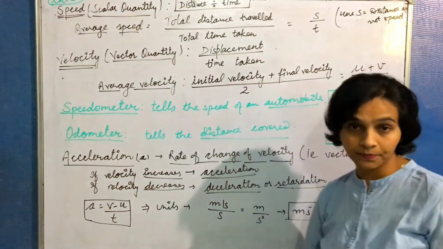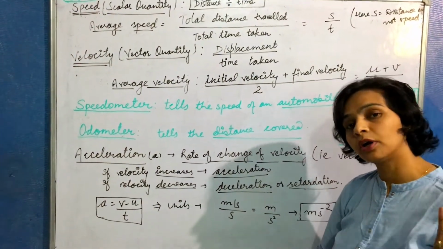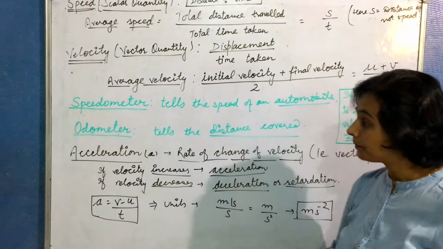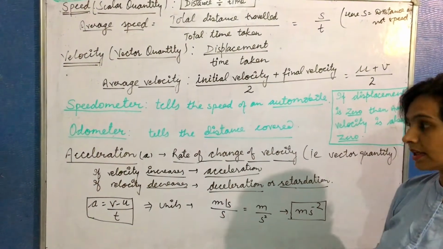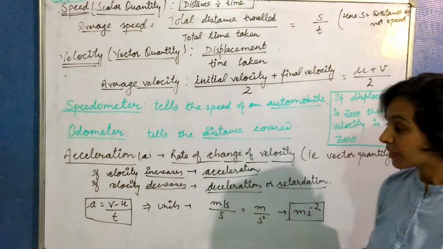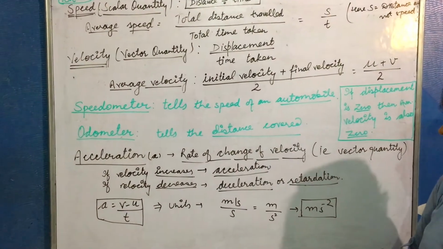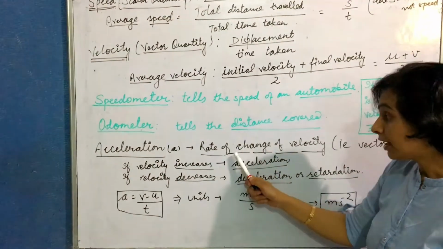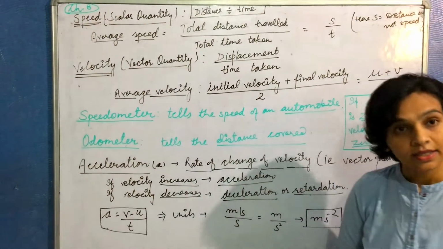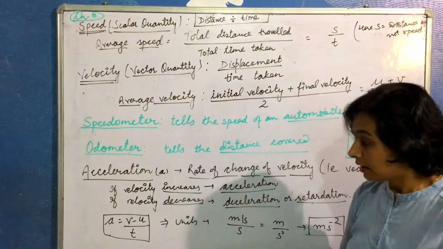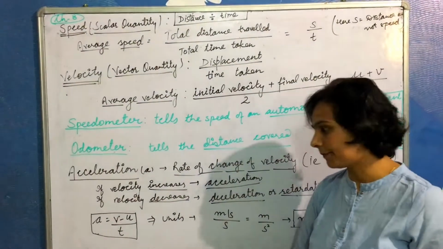Now acceleration. If you change the velocity of your automobile or of your cycle or any object, then the rate of change of velocity is called acceleration. Because velocity is a vector quantity, acceleration is also a vector quantity. We are talking about the rate of change of velocity, that is change in velocity divided by time. So acceleration is final velocity minus initial velocity divided by time.